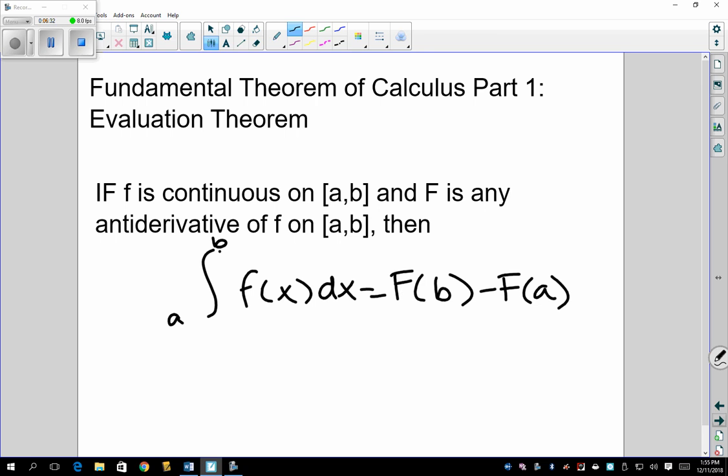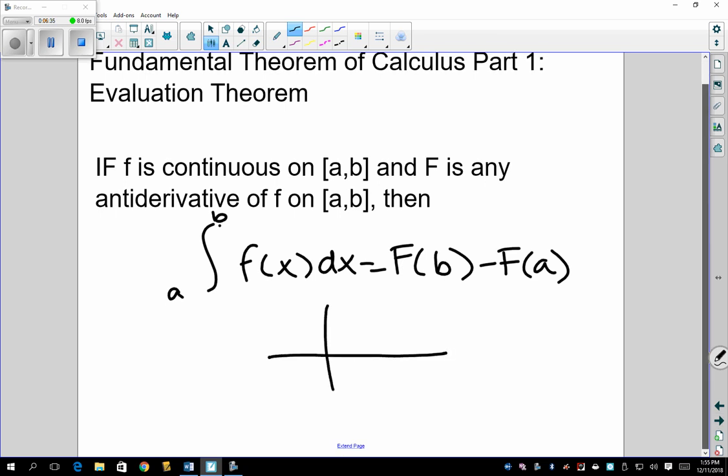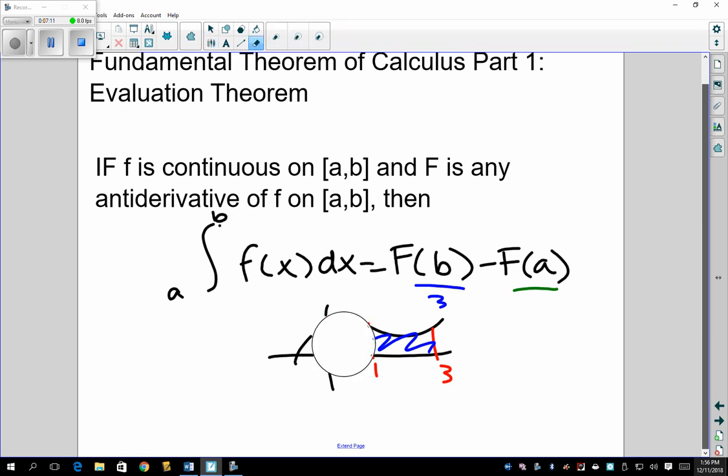If I think about this in terms of area, if I'm given a curve and I want to go from, no, let's not say 0, let's say 1 to 3. Well, if I take all the area from 0 up to 1, that's this green part, that's f of a. And if I take the area all the way up to 3, that's f of b. When I subtract f of b minus f of a, I take out that part between 0 and 1, and all I'm left with is the stuff in blue.